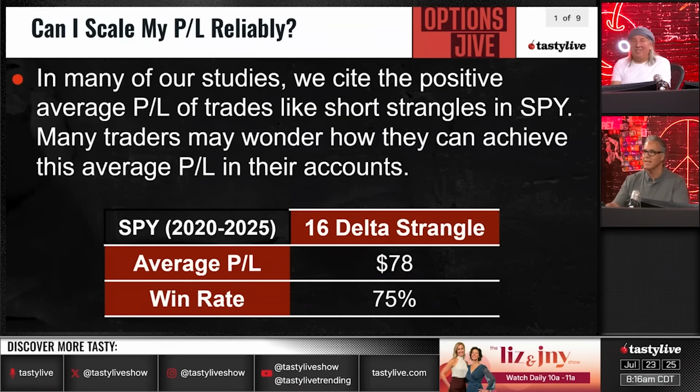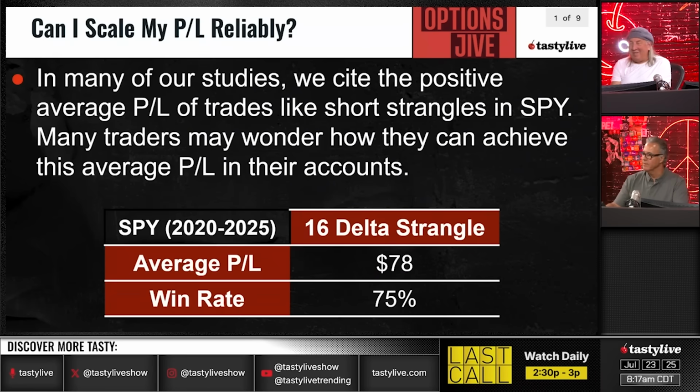By not making mistakes. Make a lot of trades. You want to achieve an average P&L, you make a lot of trades. You make one trade, we can't help you. You make a lot of trades, we can help you. If the win rate is 75% on a 16 delta strangle and the average P&L is $78, how do you achieve that? You make a lot of trades. It's that simple. Let's go to the next slide.